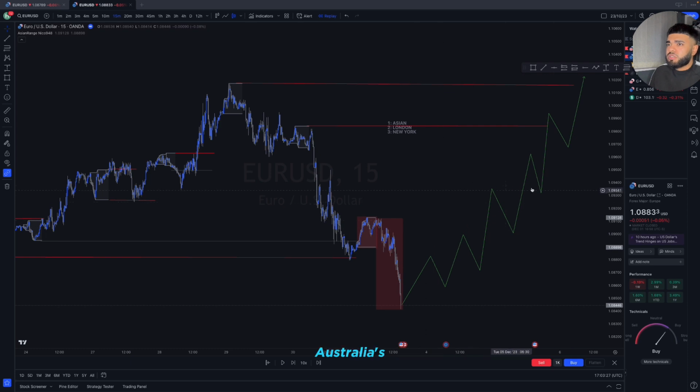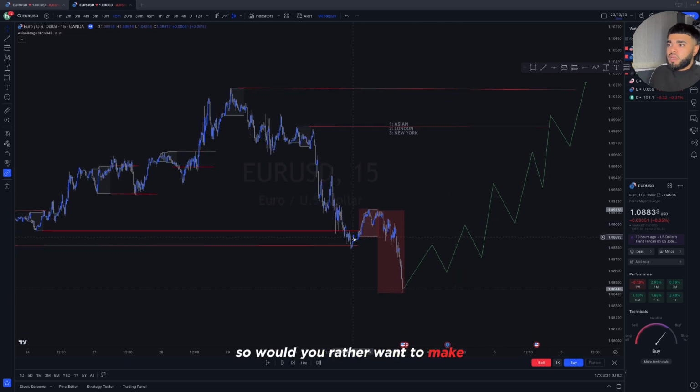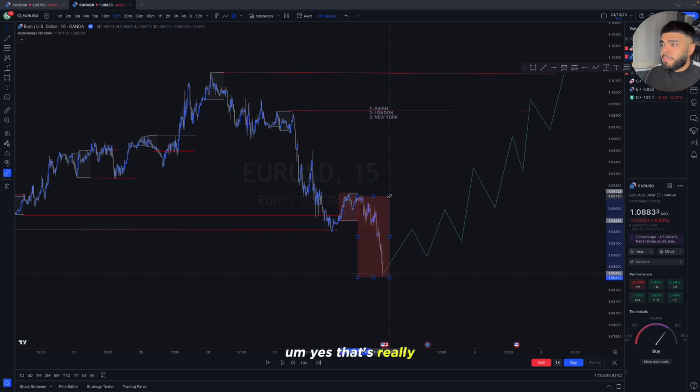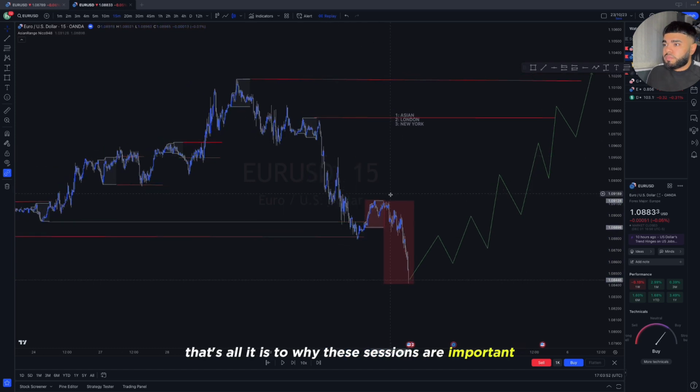Because at the end of the day, us traders, why are we trading? To make money. So would you rather make a small amount of money, or would you rather make a large amount of money? A large amount of money. So that's why we trade when the volume is the highest, and we would find this in the London and the New York session. Yeah, so that's all it is to why these sessions are important.